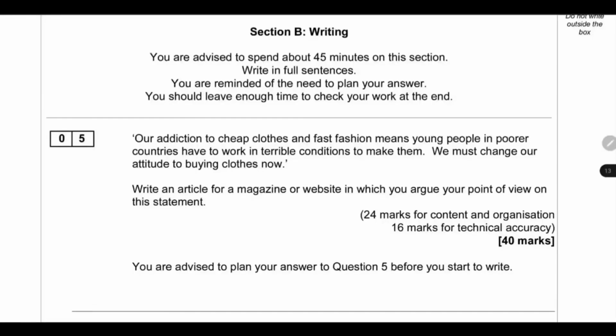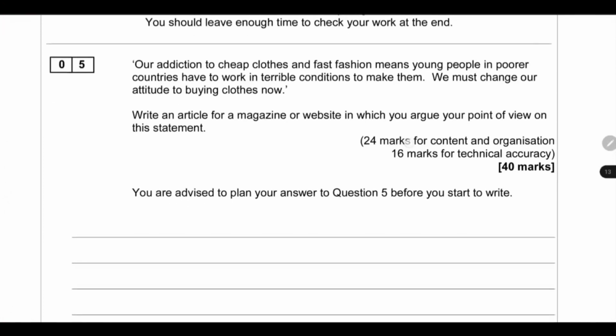Today we are looking at the AQA English Language Paper 2, Section B, Writing. So in today's video we are going to look at how to plan question 5, the timings and some top tips for Section B for Language Paper 2. So it reads, Section B, Writing. You are advised to spend 45 minutes on this section. Write in full sentences. You are reminded of the need to plan your answer. You should leave enough time to check your work at the end.